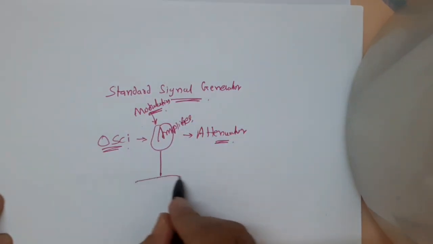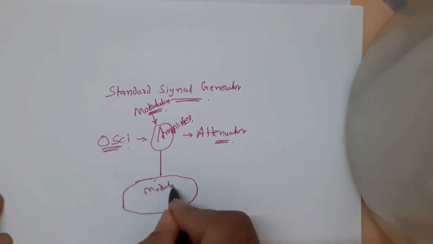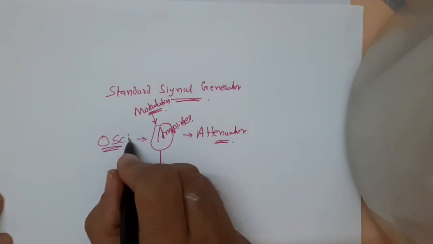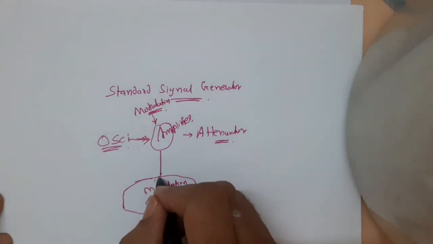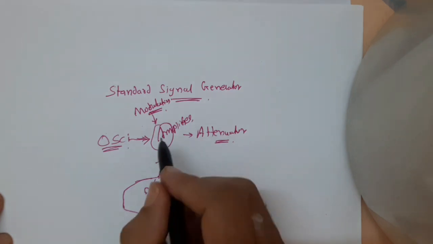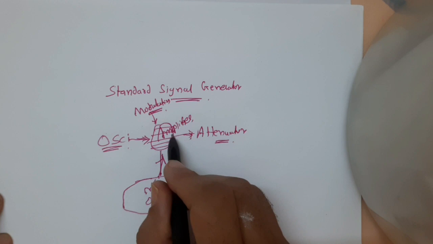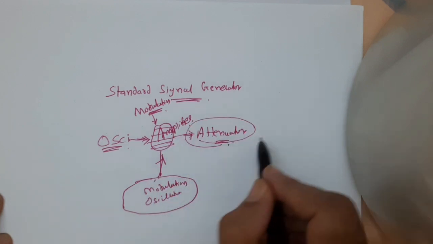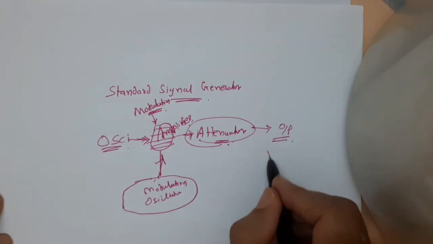With this, there is a modulation oscillator. Whatever signal is generated from the oscillator is given to the amplifier, and whatever signal comes from the modulation oscillator is also given to the amplifier. Modulation takes place, and finally this amplified signal is given to the attenuator, and we are getting output. Here there is a meter.